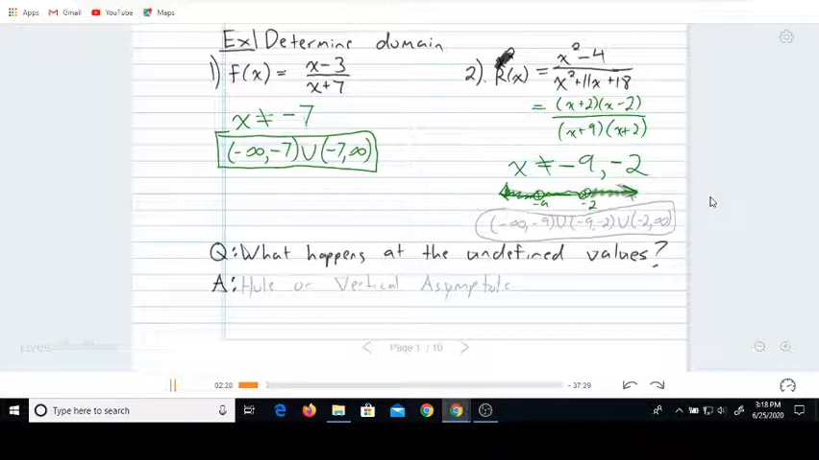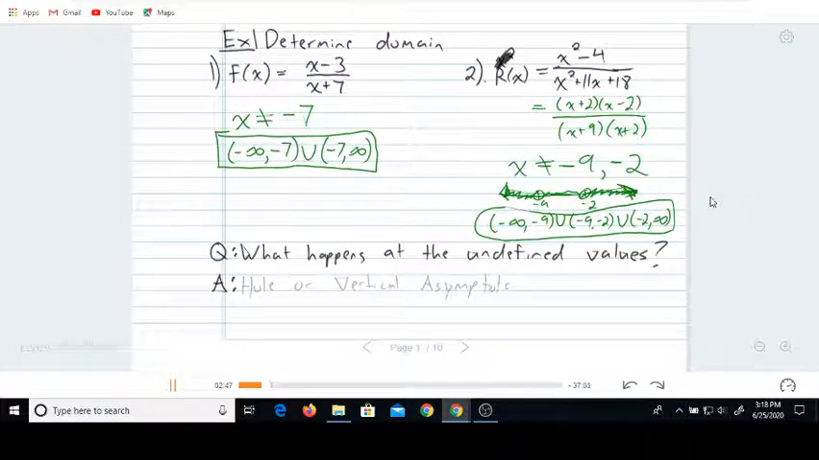So if we were to put that domain in interval notation, that would be from negative infinity to negative 9. That's anything below negative 9. Negative 9 to negative 2, that's anything in between. And negative 2 to infinity, which describes anything above negative 2. So we can determine the domain of a rational function by just asking ourselves, hey, where do we get division by 0? Now that begs the question, okay, what happens at these undefined values?